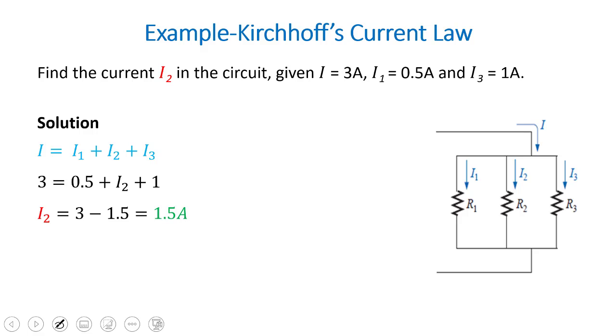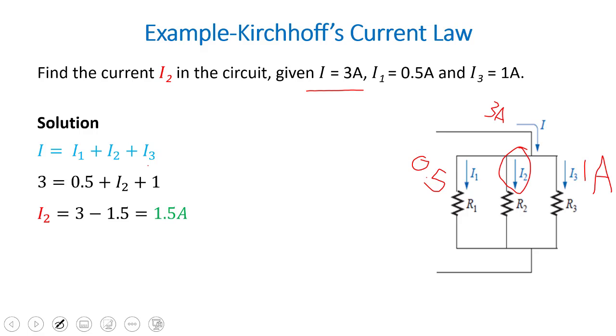An example: consider that I is equal to 3 amperes. So this is I. Here we have 3 amps entering the node. And we have I1, which is 0.5, and I3, which is 1 amp. So what do we want to find? We need to find I2.